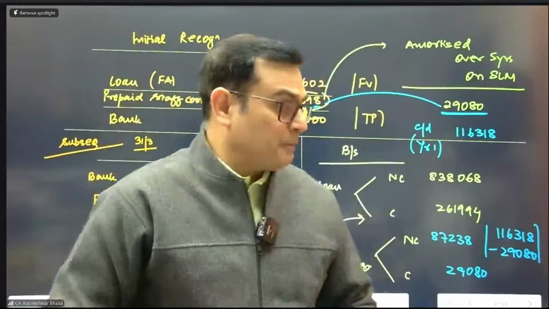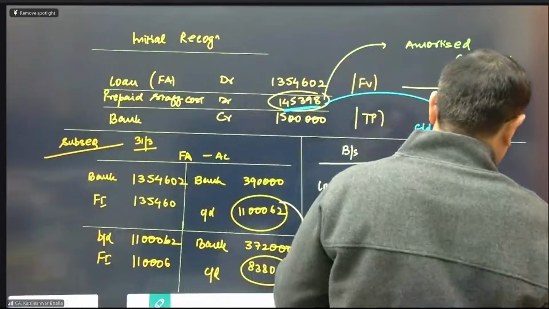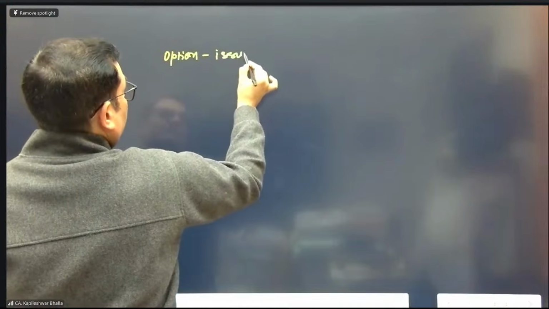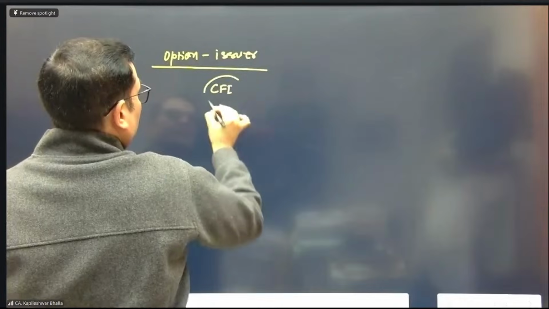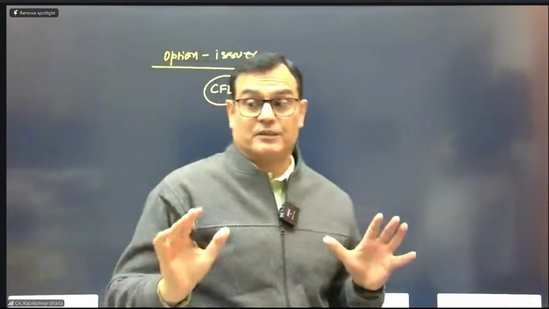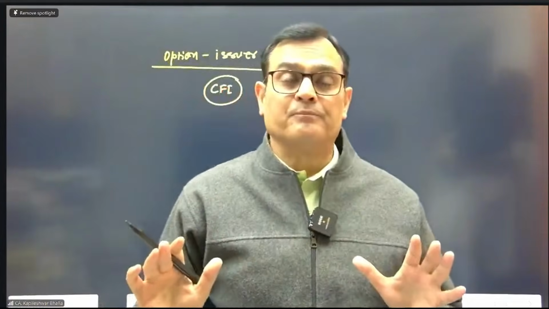Okay, I'll give you the practical viewpoint, though it may not be relevant from the exam point of view. But since you put the question across, let me tell you. If you say the option is with the issuer, let me assume that it's a compound financial instrument. Now, I'll tell you what will happen.